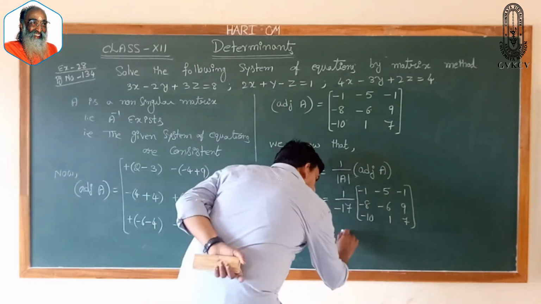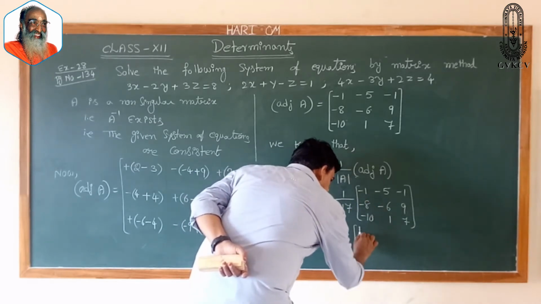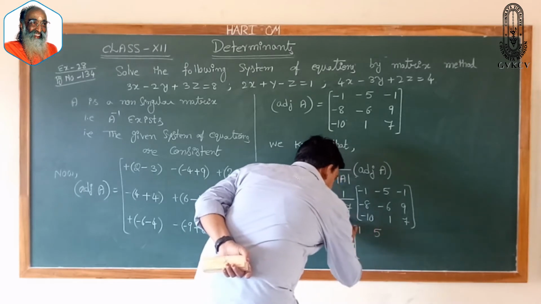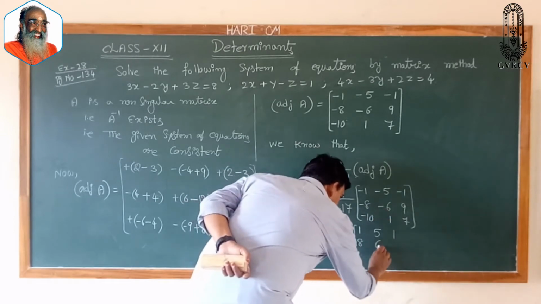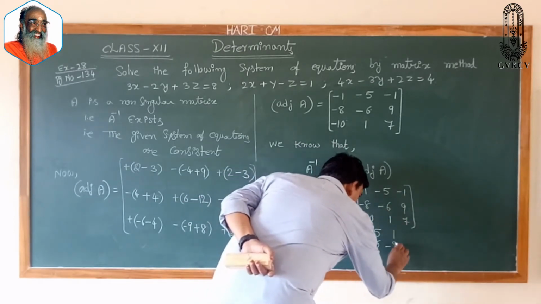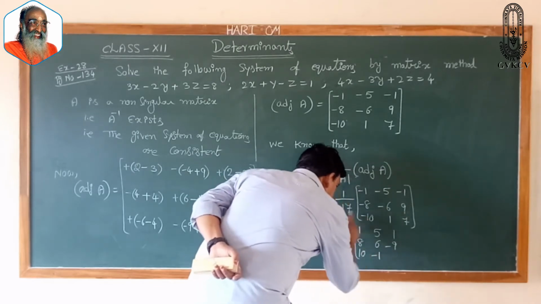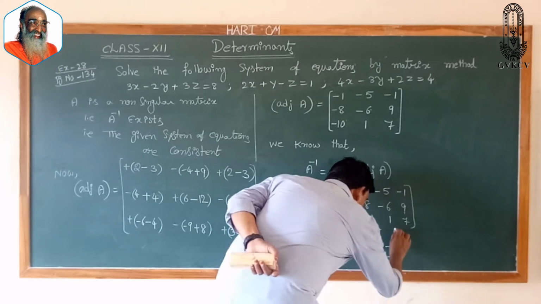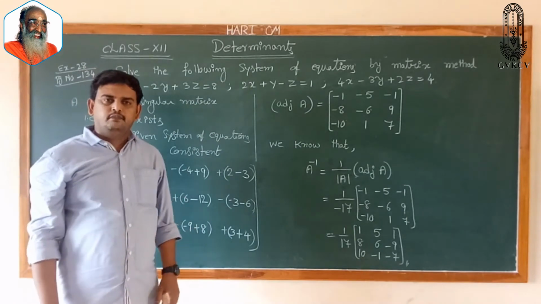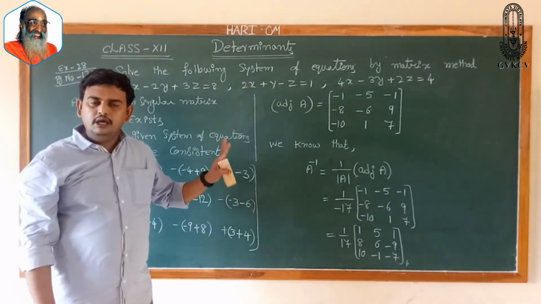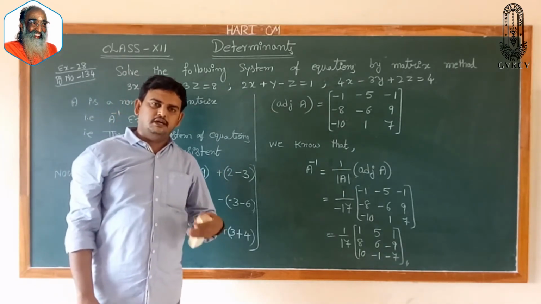So finally we have 1 by 17 into the matrix with signs adjusted, minus of minus becoming plus. So this is about A inverse. Now we need to find the values of x, y and z.